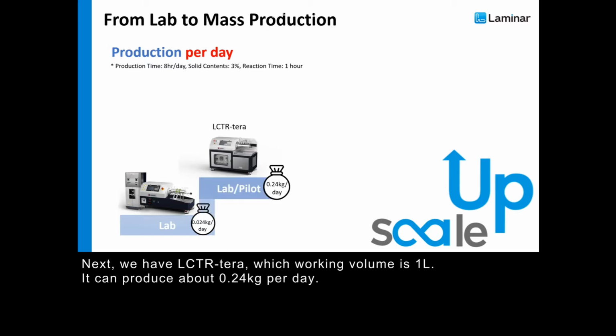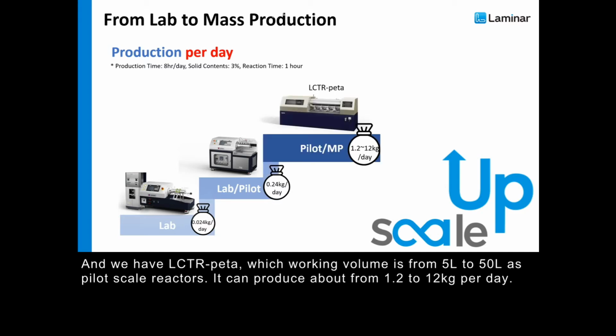Next, we have LCTR Terra, which has a working volume of 1 liter, and it can produce about 0.24 kilograms per day. And we have the LCTR Peta, which has a working volume from 5 liters to 50 liters as a pilot scale reactor, and it can produce 12 kilograms per day.